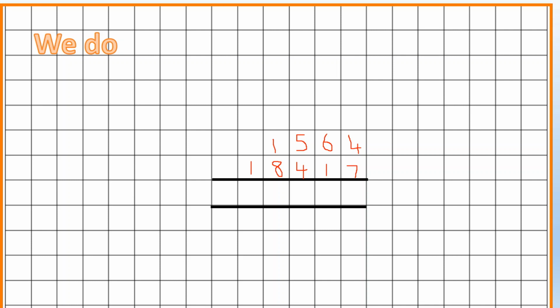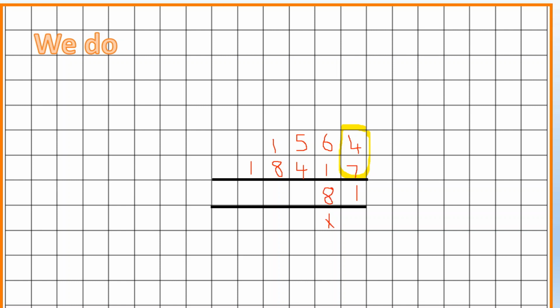Okay, so we need to start with the units column first. I'm going to highlight the section I'm working on. So we have 7 and 4. 7 and 4 is 11. So I need to carry the 10 from the 11 into the tens column and 1 unit up here. Looking at the tens column now, 6 tens added to 1 ten is 7 tens. Add the extra 10 that we carried over, and that's 8 tens.